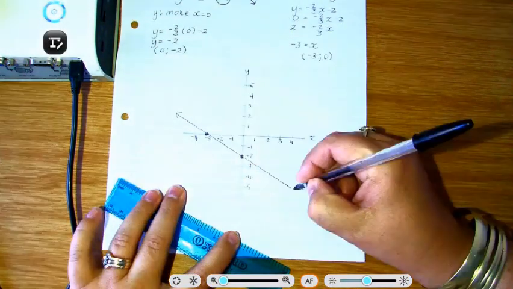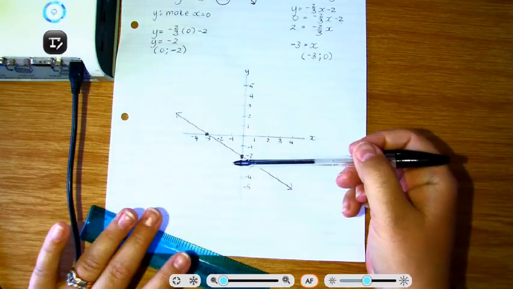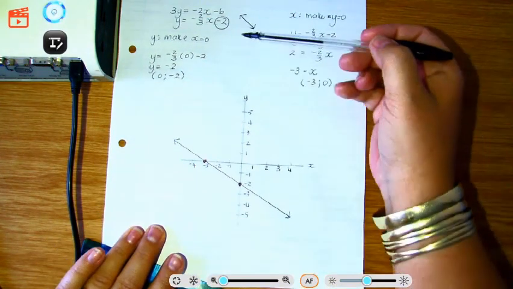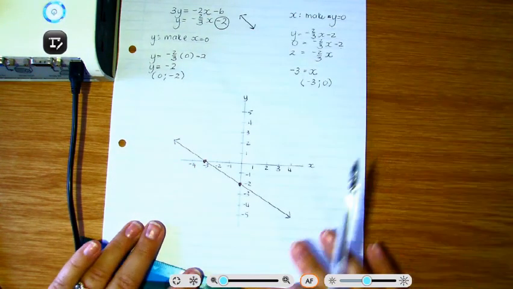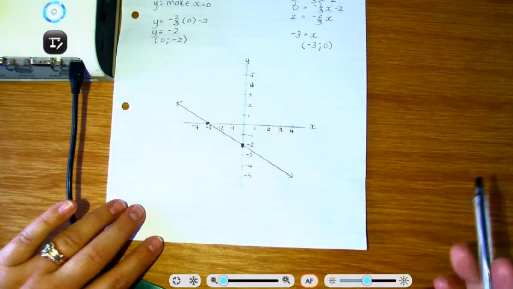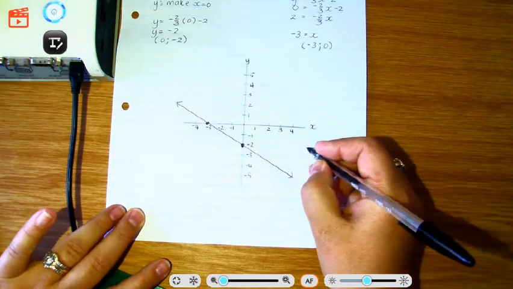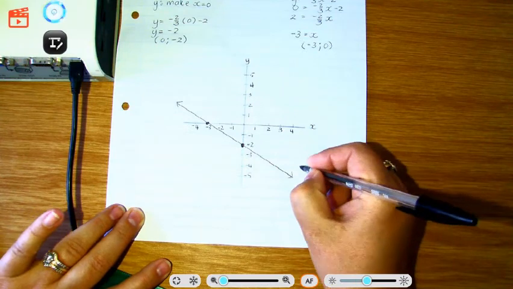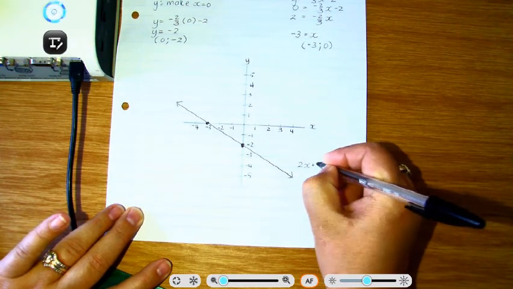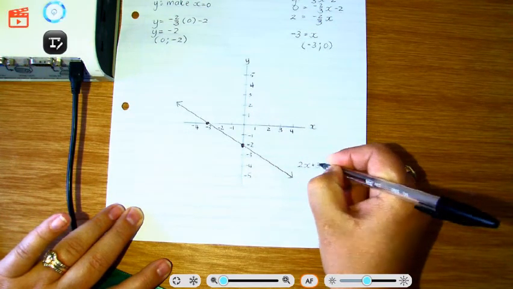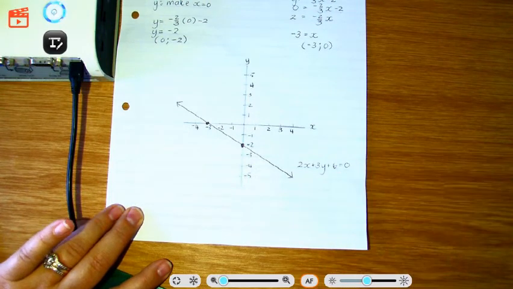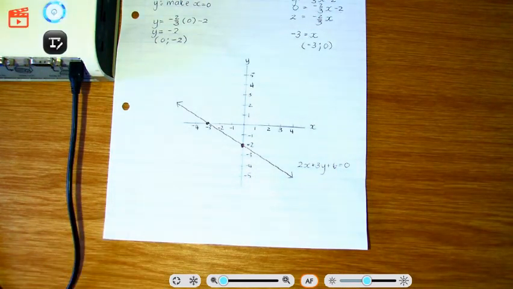And I'm going to double check my shape. Is it the same as the shape I determined earlier? Yes, it is. It is a negative straight line graph. And then my last step is to label it. So I'm going to say 2x plus 3y minus 6 is equal to 0. And there are my 2 straight line graphs.